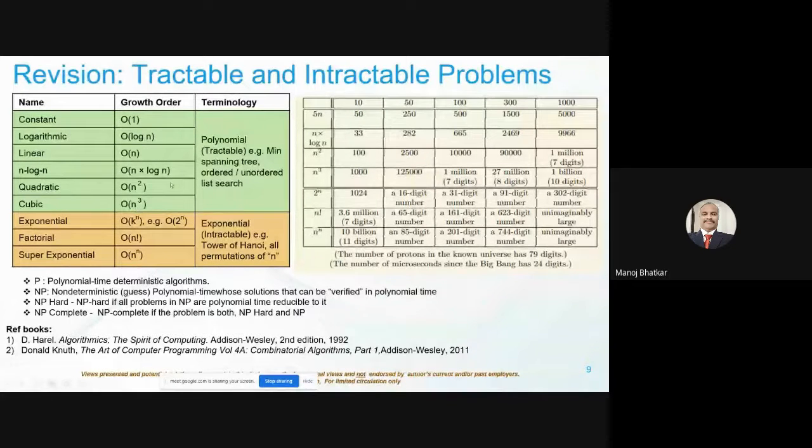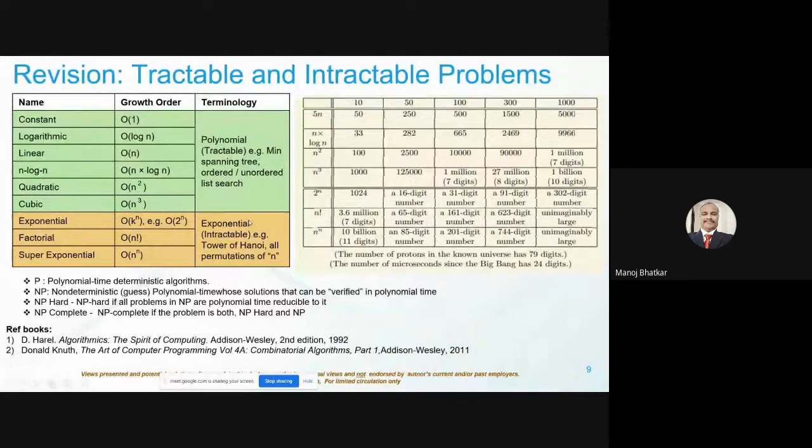The reason they are in green is they are all polynomial or tractable. Example, minimum spanning tree, ordered, unordered list search or database search, for example. They will take this much time or complexity to execute, right? Then there are exponential, right? K raised to the power n or order of 2 raised to the power n. N factorial and super exponential, that is n raised to the power n.